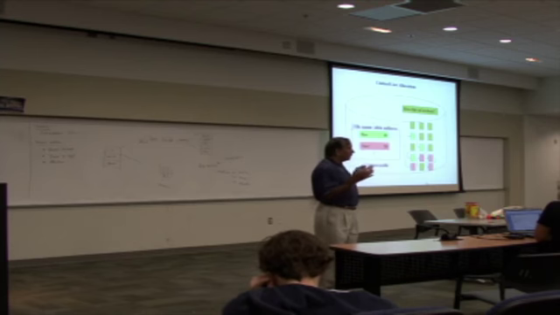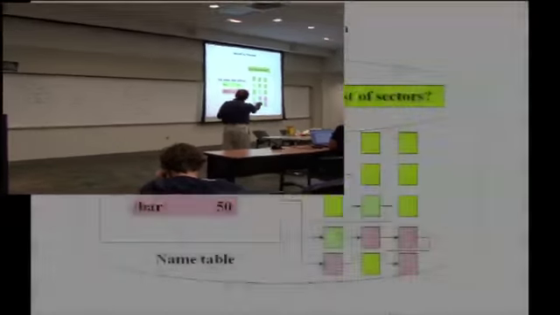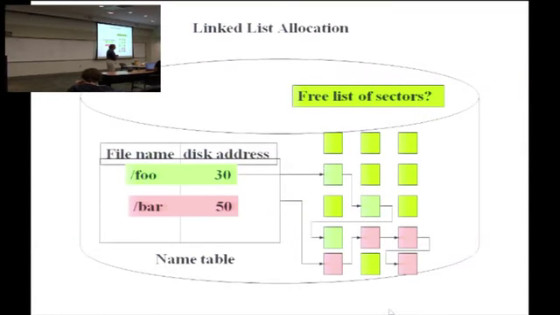Okay, and the data structure for remembering this is the starting address for the disk block, and the rest of the information is in the block itself. So the data associated with foo is here, and also the next pointer for the next disk block that follows this is in this disk block as well. So that's a linked list allocation.